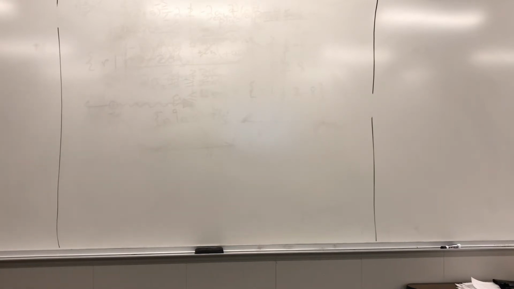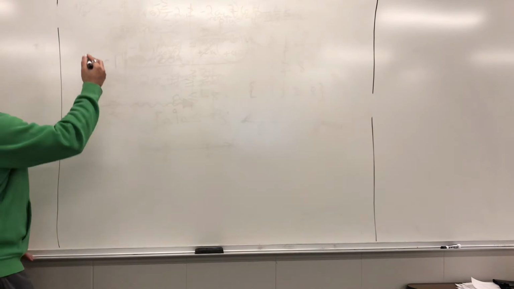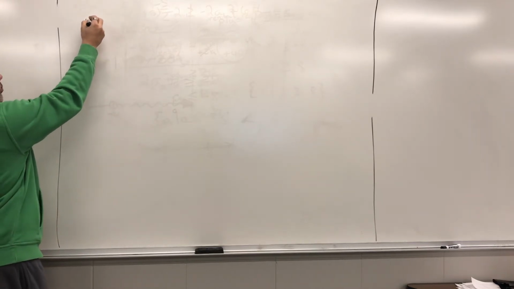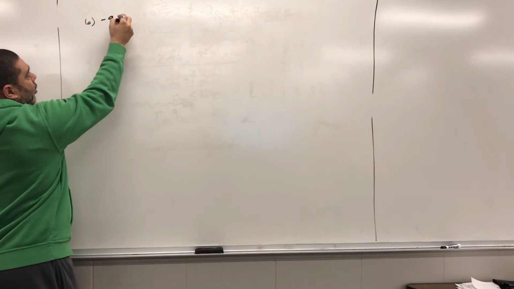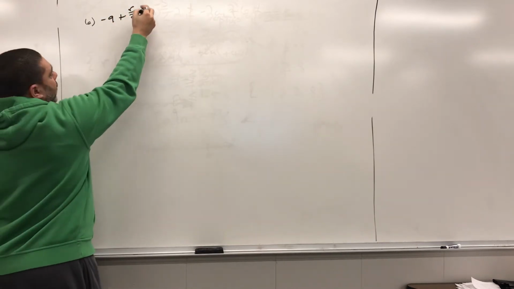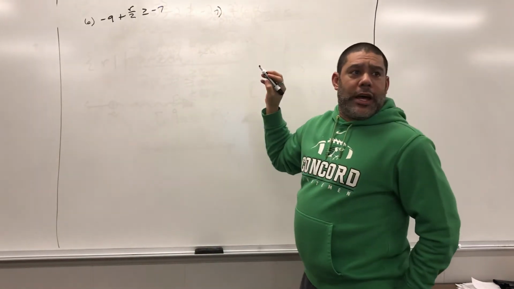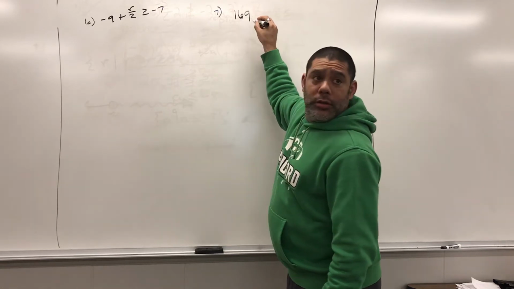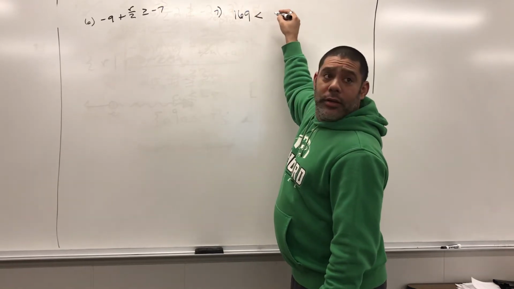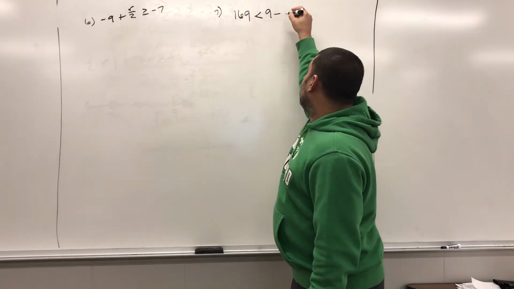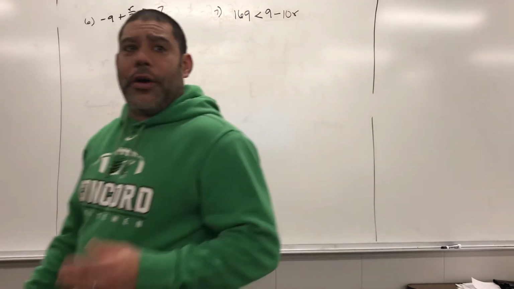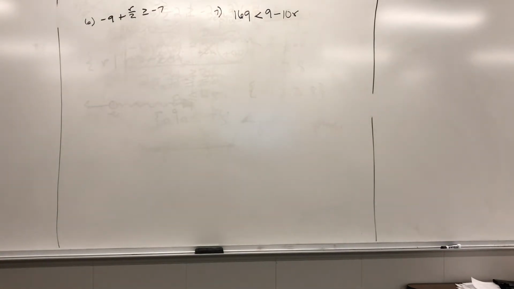Okay. Last set of 2 here. I want you to do these last 2. Number 6: negative 9 plus r over 2 is greater than or equal to negative 7. And number 7: 169 is less than 9 minus 10r. Now go ahead and just solve these. Do not worry about graphing them, just to save yourself some time. Please pause the video and give students 3 minutes to complete these two inequalities.